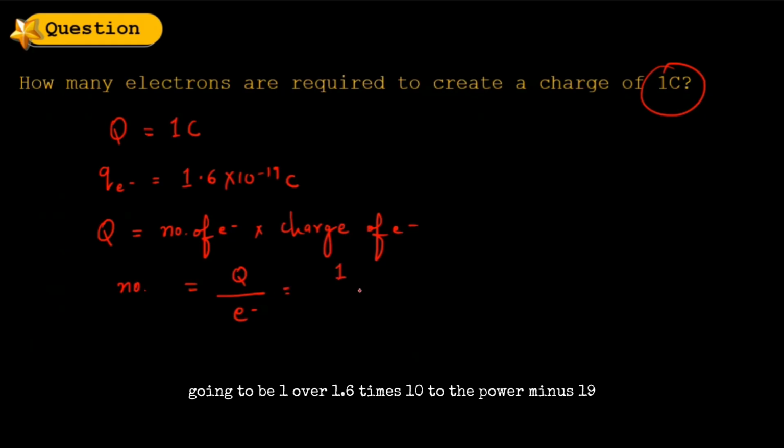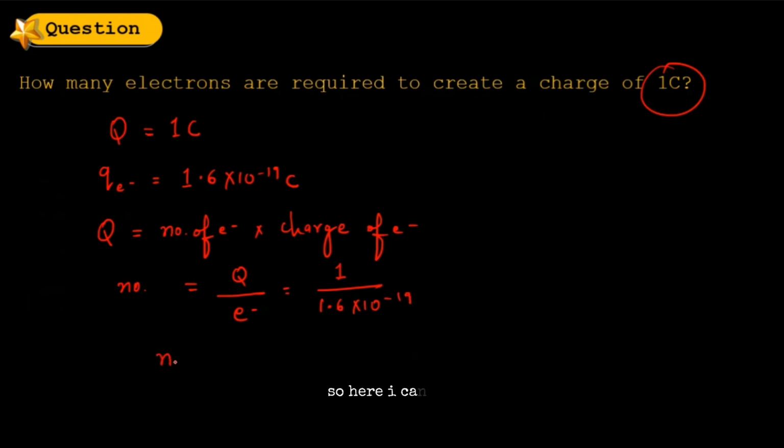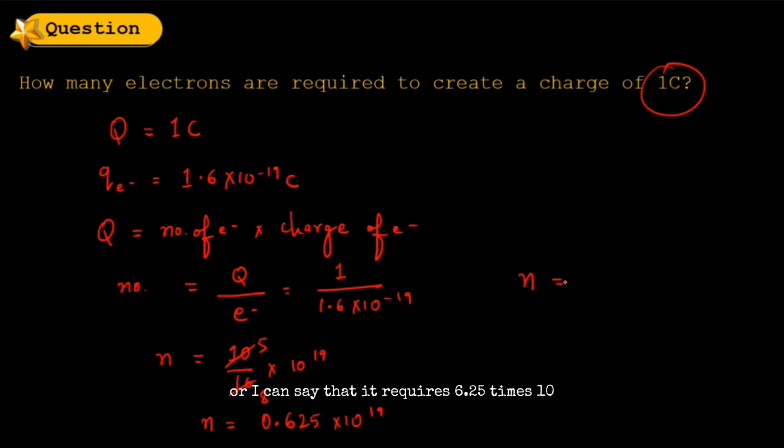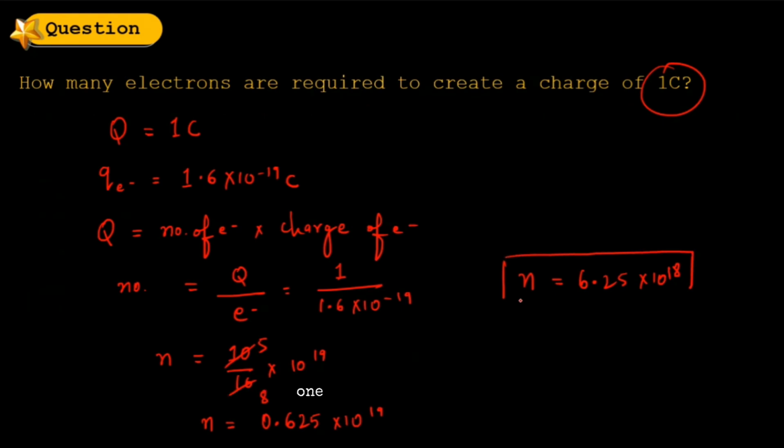So it is going to be 1 over 1.6 times 10 to the power minus 19. So here I can say that the number of electrons that are needed to make 1 coulomb of charge is going to be 10 over 16 times 10 to the power positive 19, and it is going to be 5 by 8, or you can say n is going to be 0.625 times 10 to the power 19, or I can say that it requires 6.25 times 10 to the power 18 number of electrons to constitute 1 coulomb of charge.